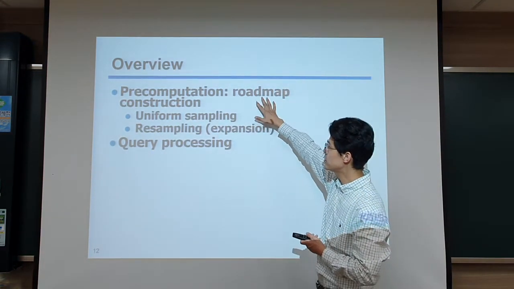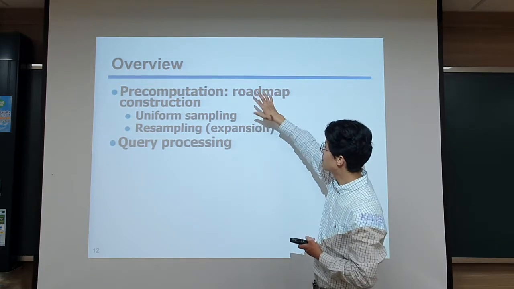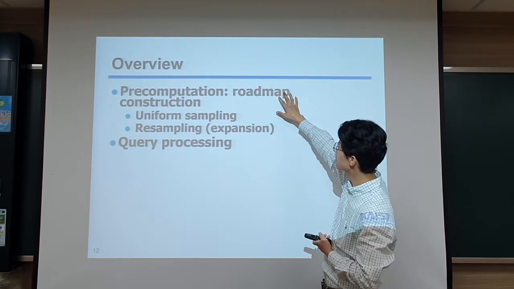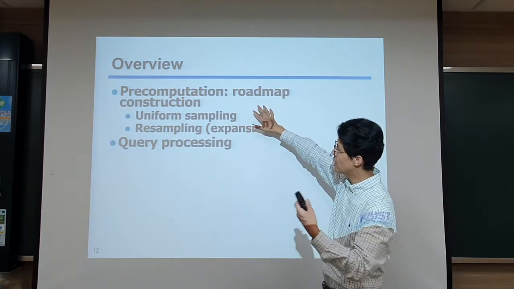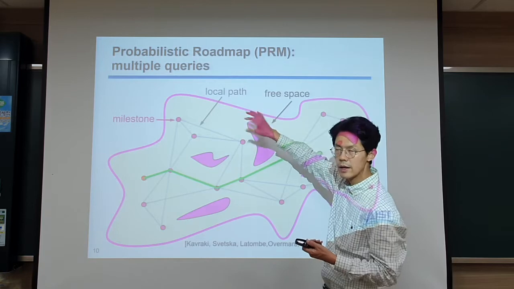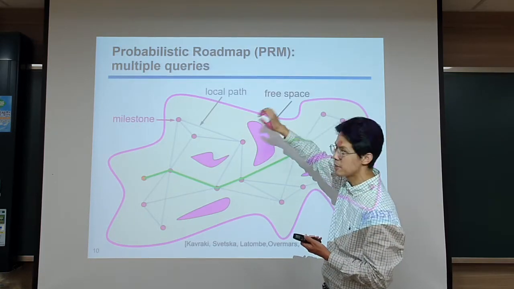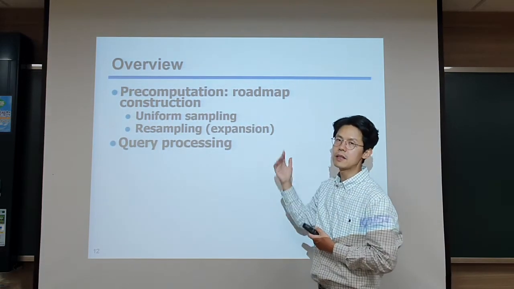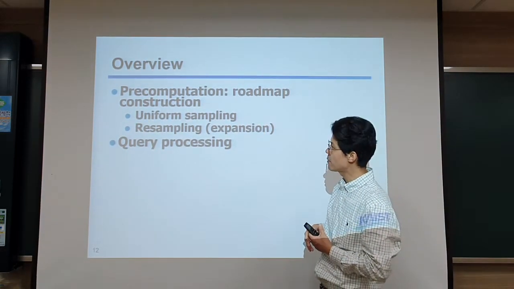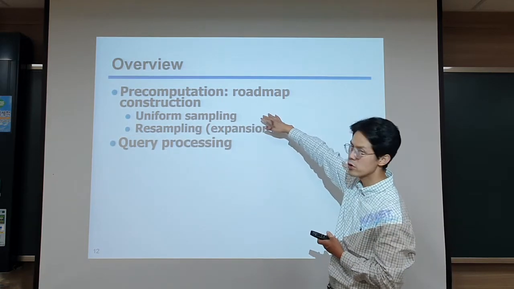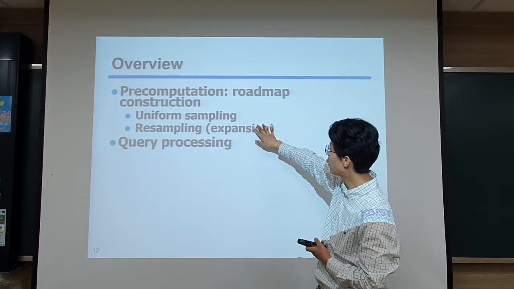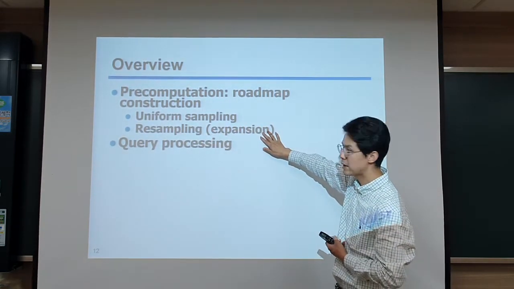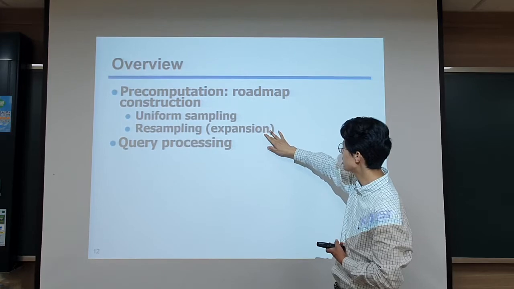Basically, it has two phases. The first phase is that we need to do the pre-computation. In other words, we compute the roadmap construction. Here I mentioned that we can generate the samples in a random way. We can use uniform sampling, but we can also do many other sampling techniques, right? Basically, performance varies a lot depending on your chosen sampling technique. Later on, I will give you a very simple resampling technique based on a concept known as expansion.